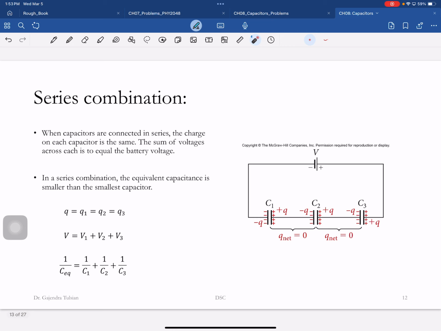If you connect them in series, this is a series connection. So here is what happens. Electrons flow from here to there. Let's say 10 electrons came here. They'll repel 10 electrons, which will go there. These will repel 10 electrons. So when you connect them in series, the charge on each one of them is the same.